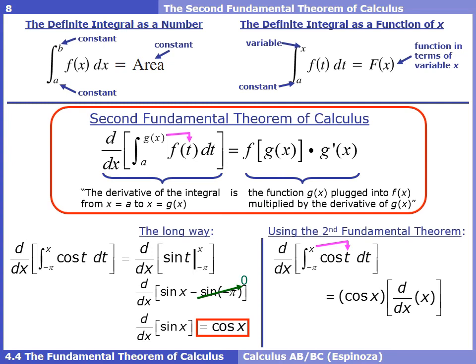The reason we have this g prime here, or the reason we need to multiply by the derivative of that bound, is because of the chain rule. We're always thinking about using the chain rule when we're taking derivatives. Of course, the derivative of x is just 1, so 1 times cosine is just cosine x. So you can see, whether it was the long way or using the shortcut, which is called the second fundamental theorem of calculus, we still got the same answer. It's just in other problems, maybe the long way really is a lot longer than using the shortcut.